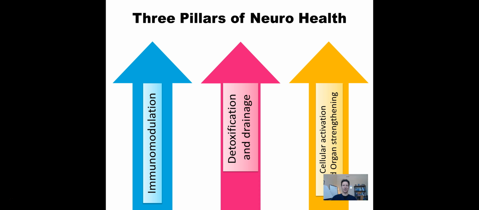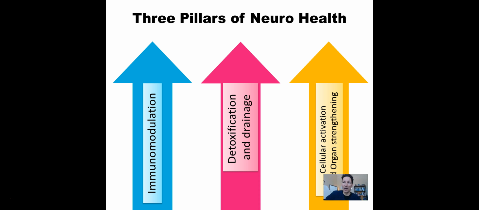Number 1 is assess the immunomodulation. Is the brain able to clean itself? Is the immune system in a hyperactive state creating more inflammation? There we're going to have to talk about the recently discovered lymphatic system. We can't ignore detoxification and drainage, which relates back to the lymphatic system, but also relates to the systemic lymphatic system and how your immune system and your liver are working together to clear inflammatory chemicals.